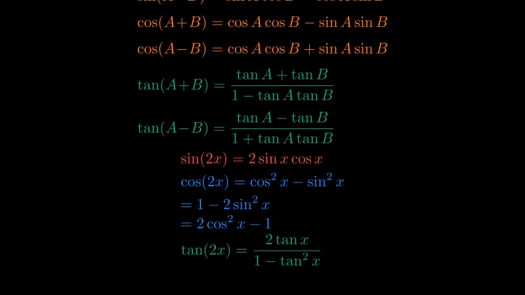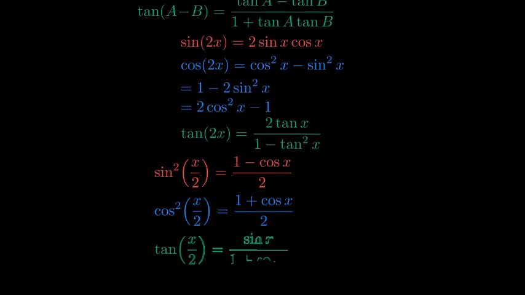For double angles, sine of 2x equals 2 sine x cosine x. Cosine of 2x equals cosine squared x minus sine squared x, which also equals 1 minus 2 sine squared x, and equals 2 cosine squared x minus 1. Tangent of 2x equals 2 tangent x over 1 minus tangent squared x.